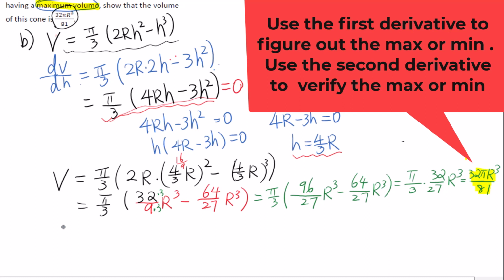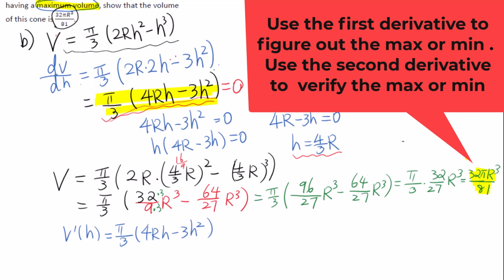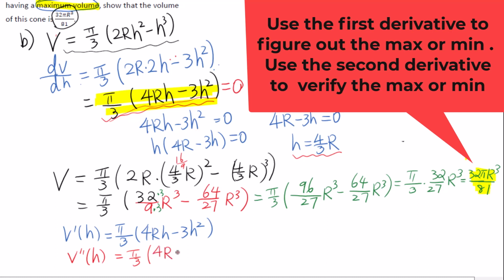We already figured out V prime of h equals pi over 3 (4Rh minus 3h squared). It's here. Then V double prime of h equals pi over 3 (4R minus 6h).